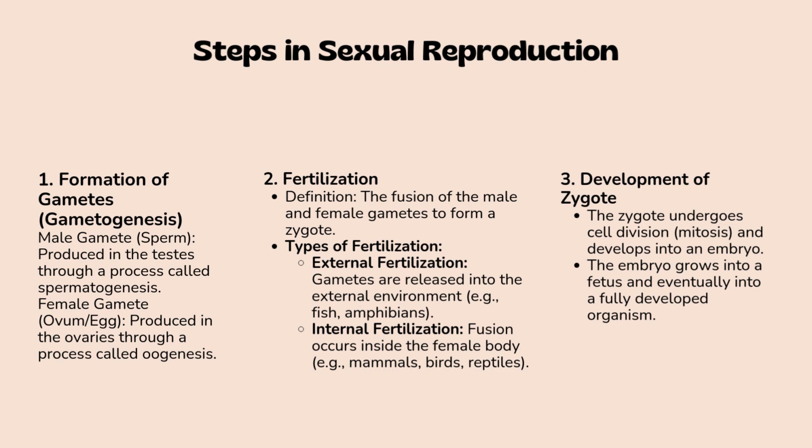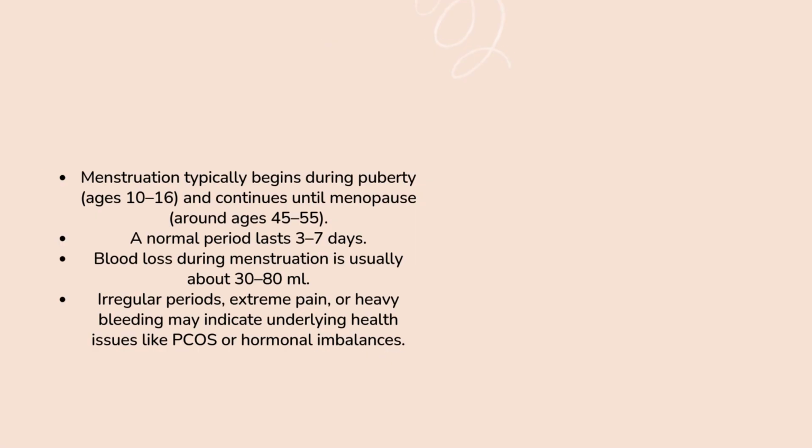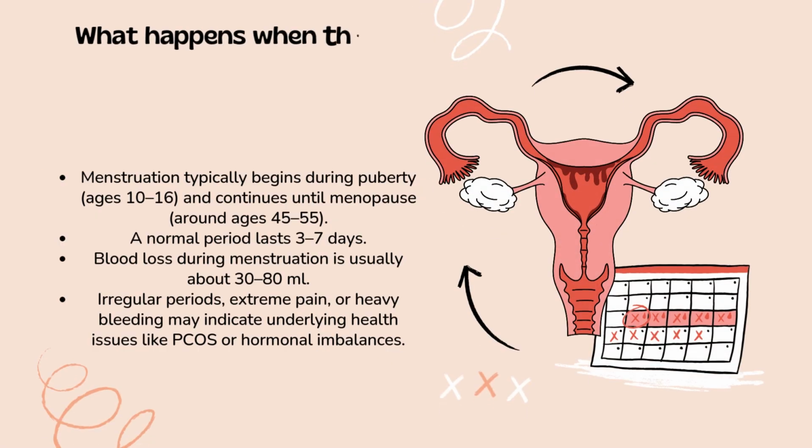3. Development of zygote, the zygote undergoes cell division, mitosis, and develops into an embryo. The embryo grows into a fetus and eventually into a fully developed organism. Now, dear students, let us talk about the menstrual cycle.